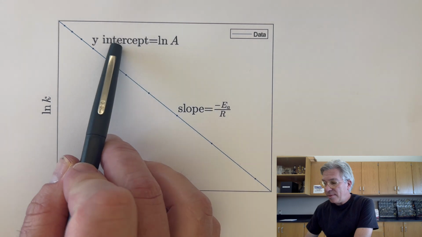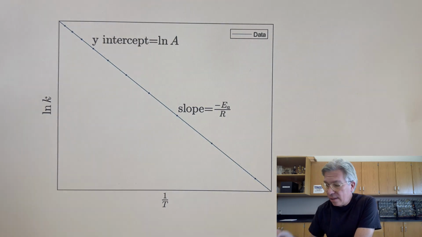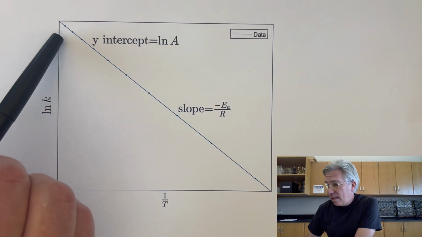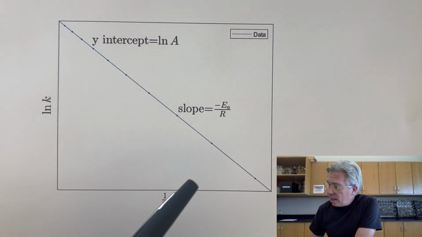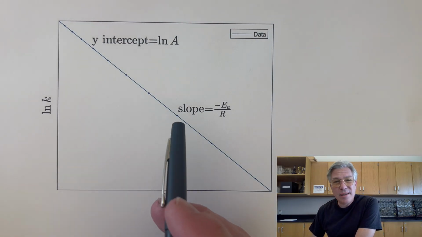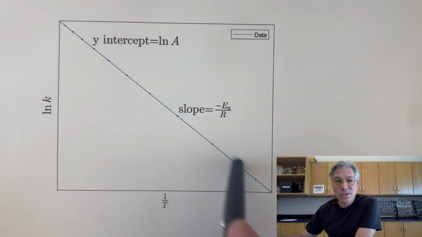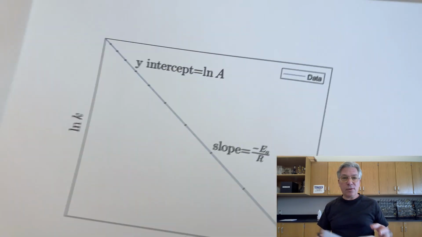The y-intercept is the natural log of that frequency factor. So if you're wondering, how do we know the frequency factor? Find the y-intercept. It's the natural log of A. And the slope is negative Ea over R. So once we get a line, it's pretty easy to find a slope. Lots of times our computers do it for us. And that's just equal to the negative activation energy over R.